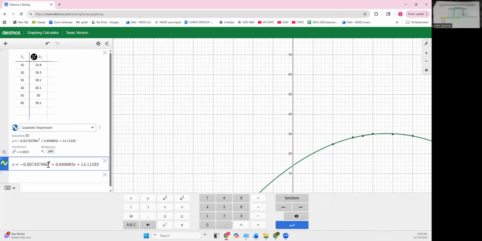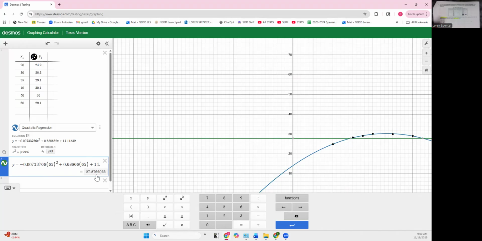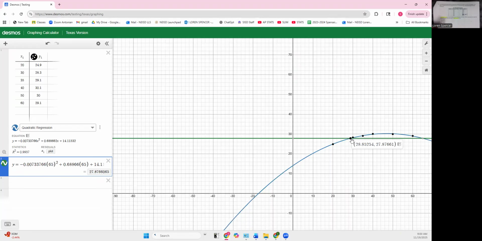Now, it asked us to find it when it was 65. So I'm going to go ahead and press parenthesis 65, and I'm going to get rid of that X. And I have to put the 65 here. Make sure you're putting it in parentheses. And the X has got to go. And I get an answer of 27. So it wants to know what it is at 65.